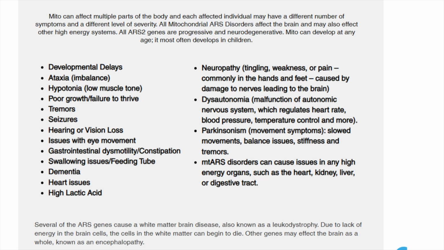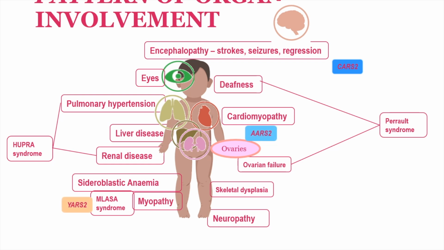Okay, so then there can be a pattern of organ involvement. We can see encephalopathy, which just means a problem with the brain. Pathy means disease, encephalo means brain. So that can mean anything from stroke, seizures, or regression. I'm going to talk about this combination of deafness and ovarian failure, which is called quote-unquote Perrault syndrome. I'll talk about that again.